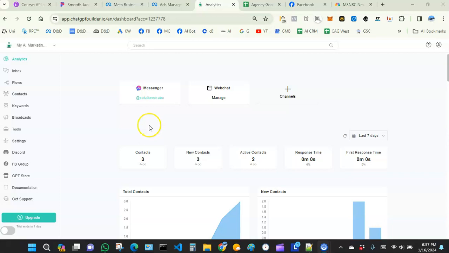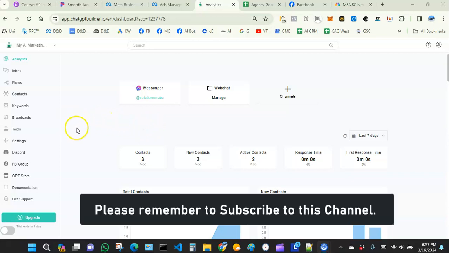What's up, busy people? For those of you that connected your CBB account to your Facebook Messenger, I'm assuming that yours is working smoothly. 99% of the time it should work, but for most of you it's working smoothly.